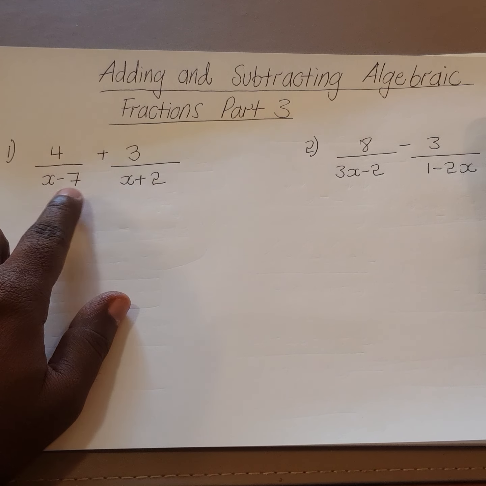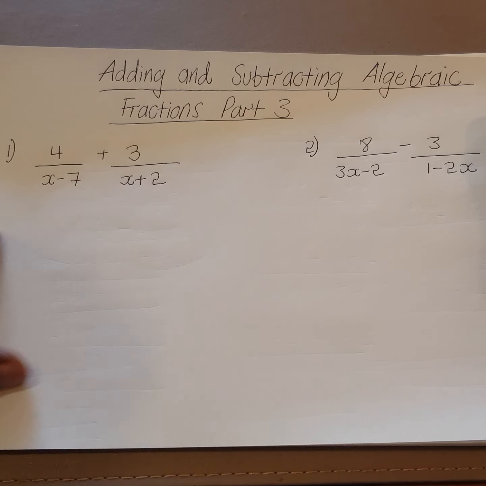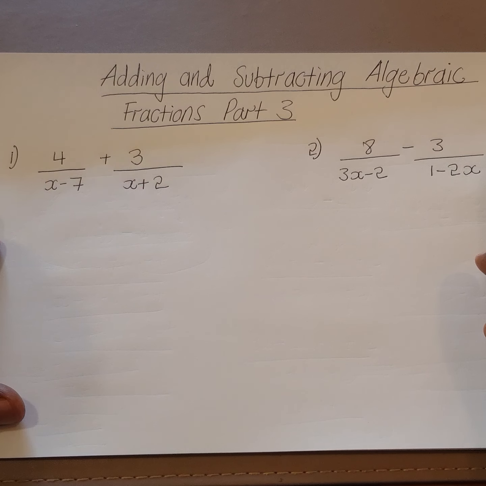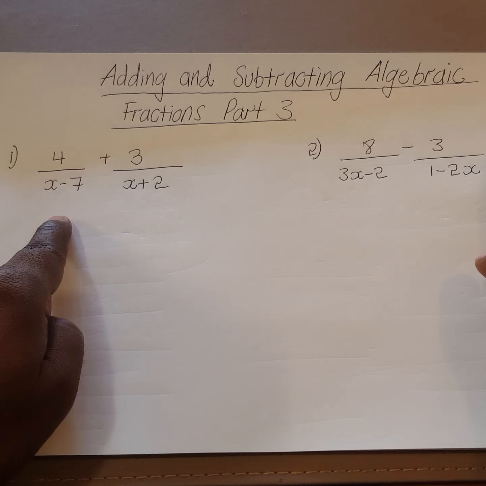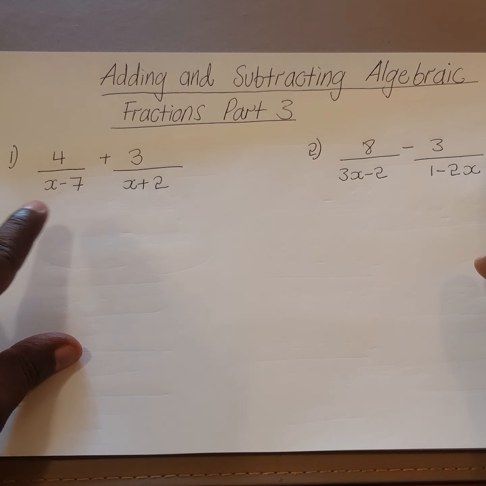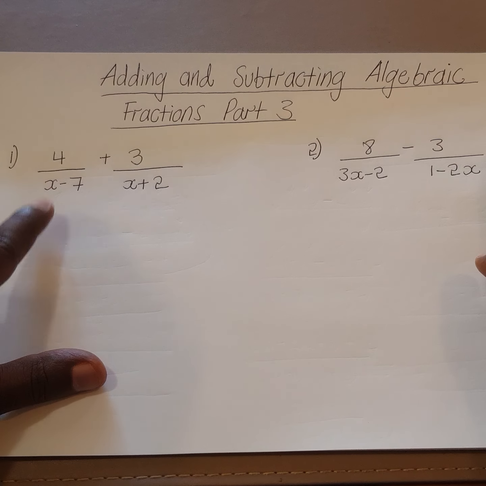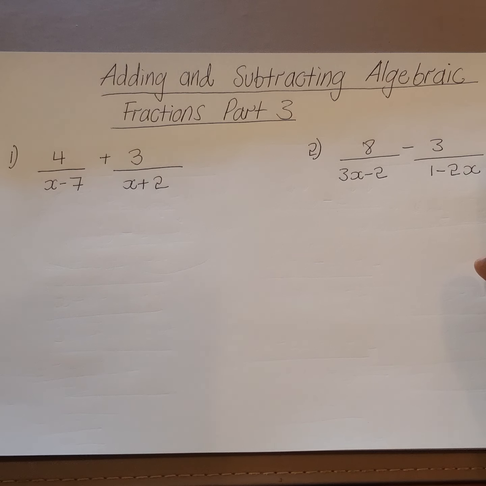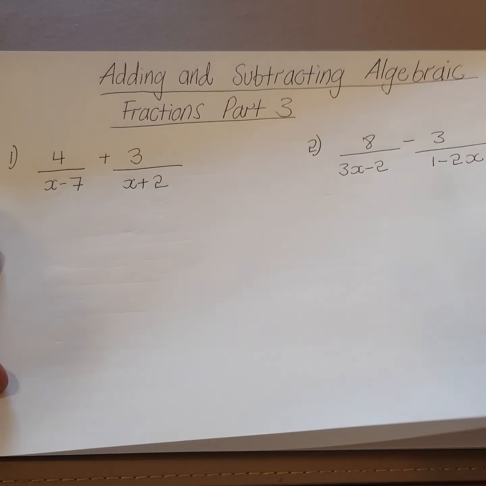So if you look here, x minus 7 and x plus 2. You can't just say, oh, I've got a 7 and a 2, so my lowest common multiple is going to be 14. It doesn't work that way. I've seen students make that mistake. In a scenario like this, when the denominators are algebraic expressions, all you have to do is include both of them as brackets. I'll explain what I mean by that.